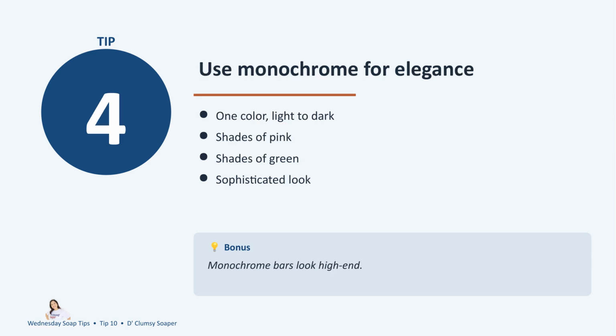Monochrome is one of those color strategies that genuinely never goes out of style. You are working with a single hue, say dusty rose or sage green, and simply varying it from light to dark within the bar. Think of it like a watercolor wash, where the same pigment carries different weights across the paper. In soap making, this reads as intentional and refined, which means you can price it accordingly. Clean, confident, and always market ready.